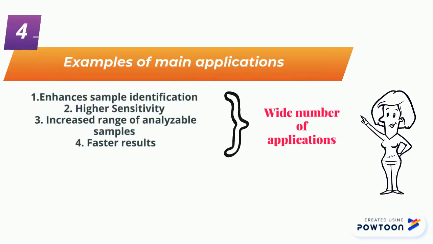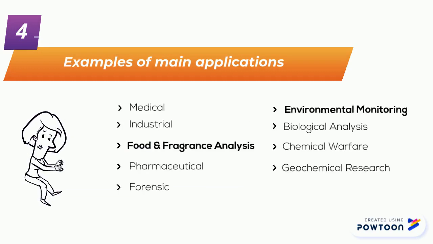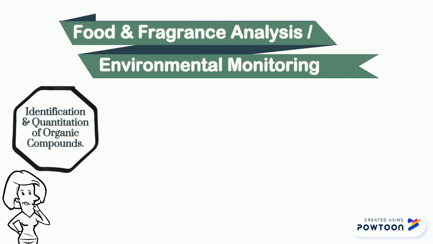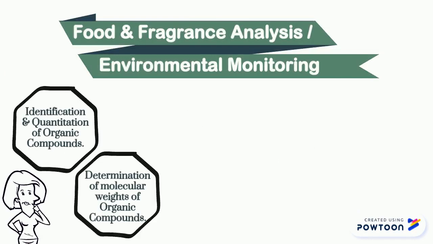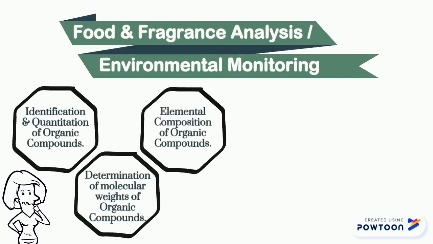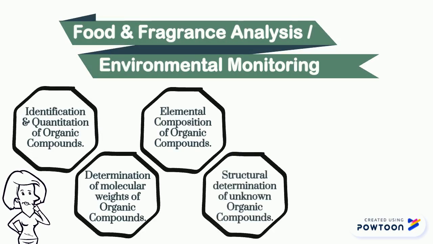The main purpose of this technique is the identification of unknown samples. This hybrid technique provides several benefits, enabling a wide number of applications. However, we will focus on a mix between the food and fragrance analysis and environmental monitoring categories. More specifically, the main functions that a gas chromatograph mass spectrometer performs are the ones you see on screen.